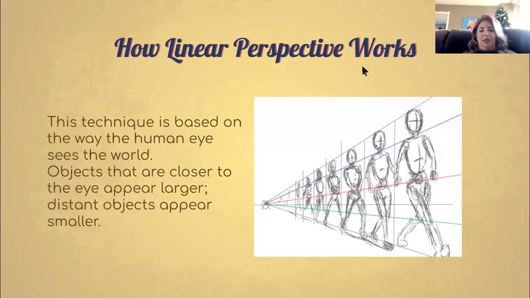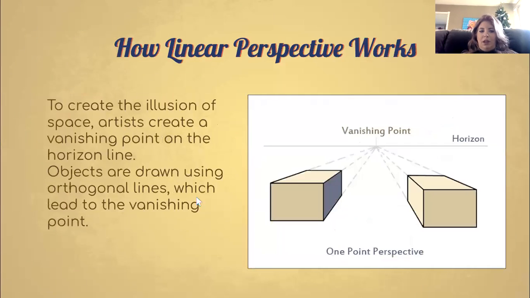So how linear perspective works. This technique is based on the way the human eye sees the world. Objects that are closer to the eye appear larger. Distant objects appear smaller. So very straightforward. To create the illusion of space, artists create a vanishing point on the horizon line.